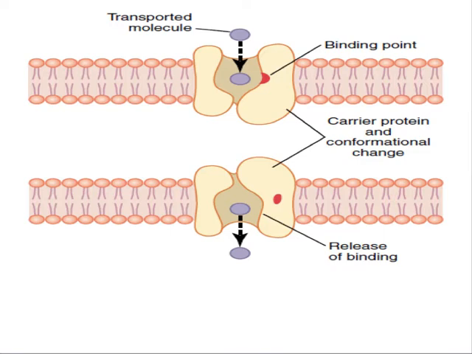So here you can see how the carrier is helping the facilitated diffusion, and at the same time it is showing specificity also. It has specific receptors for the binding of the substance which has to be transported, and then the carrier undergoes a change in its shape and transports the substance from one side of the membrane to the other side of the membrane.